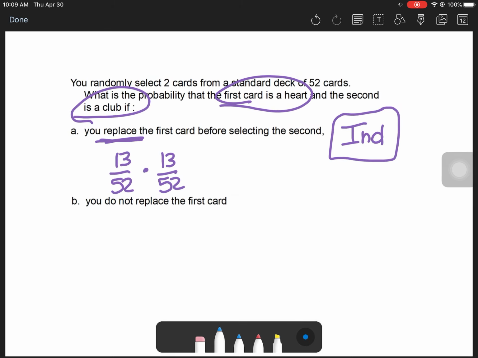Again, before I multiply, I may want to reduce to make things a little bit easier. Then I don't really even need the calculator. And my probability is 1 out of 16.